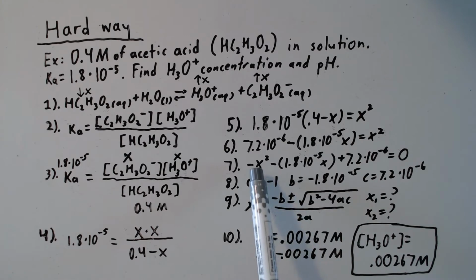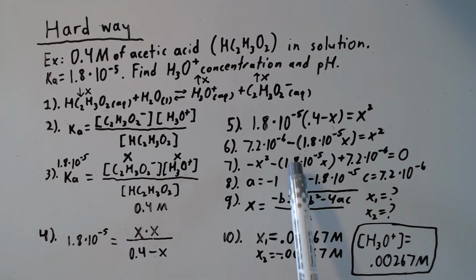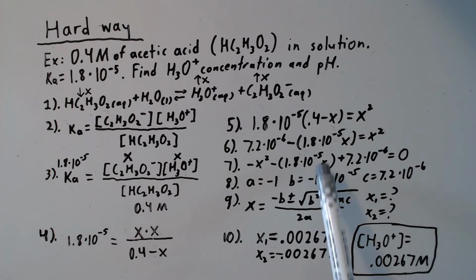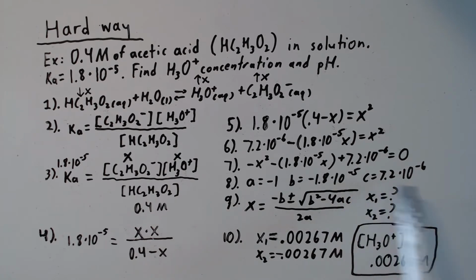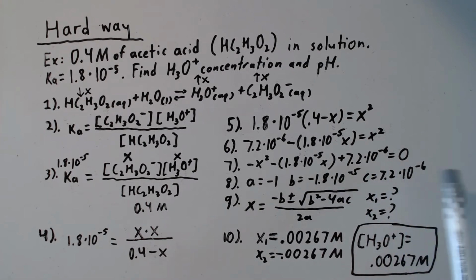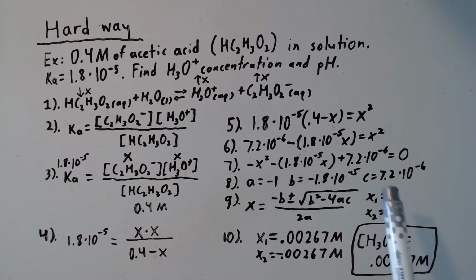Basically, we recognize that the coefficients here can be assigned like a letter. So a equals -1, this is the first coefficient. b equals the second coefficient, which is this one because it has this x to the first power. So b equals -1.8 times 10 to the negative fifth. And c is the last coefficient because it has no x's close to it. It is 7.2 times 10 to the negative sixth, and it's positive.